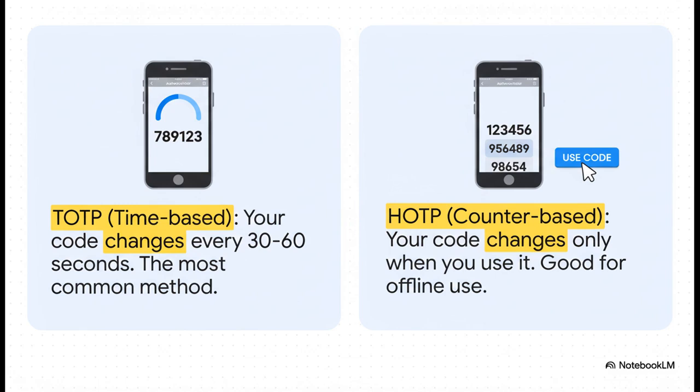And these temporary codes usually come in 2 main flavors. The most common one is TOTP, which stands for time-based. This is the one you probably know, where the code on your app refreshes every 30 seconds or so. The other is HOTP, or counter-based, where a new code only shows up after you use the old one. Both are awesome and add a really powerful second layer of defense.